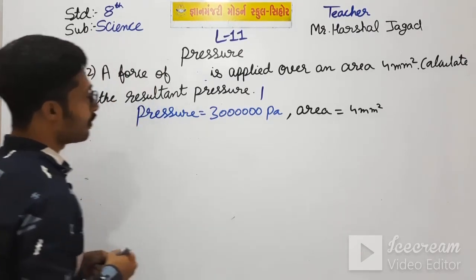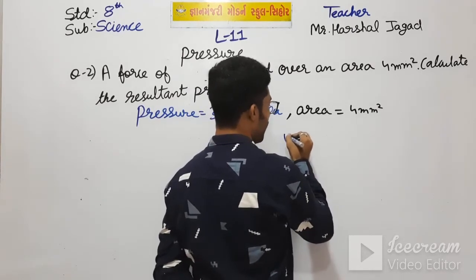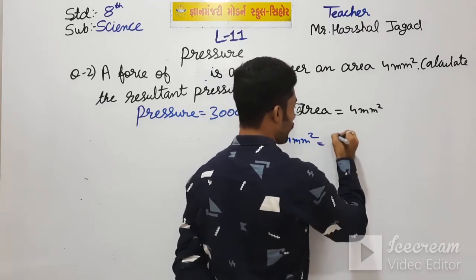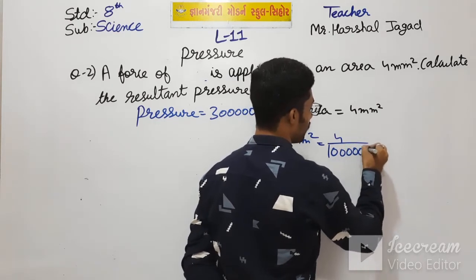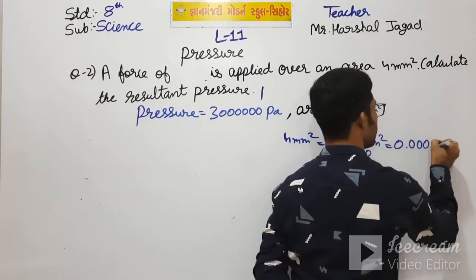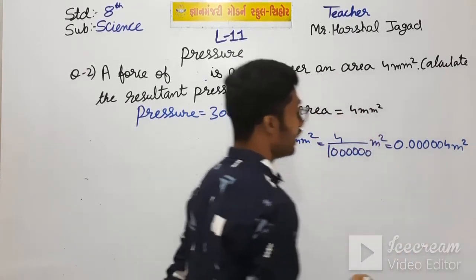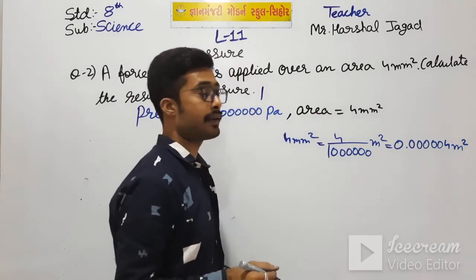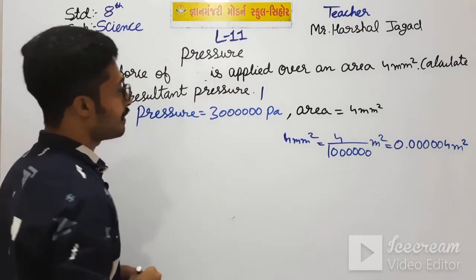Okay students, so what we have to do first, we have to convert area that is 4 mm square, that will be 4 divided by 1000000 meter square, that will be 0.000004 meter square. Here please don't forget to write the units. If you don't write the unit, your marks can be cut. Okay students, so this is the area.